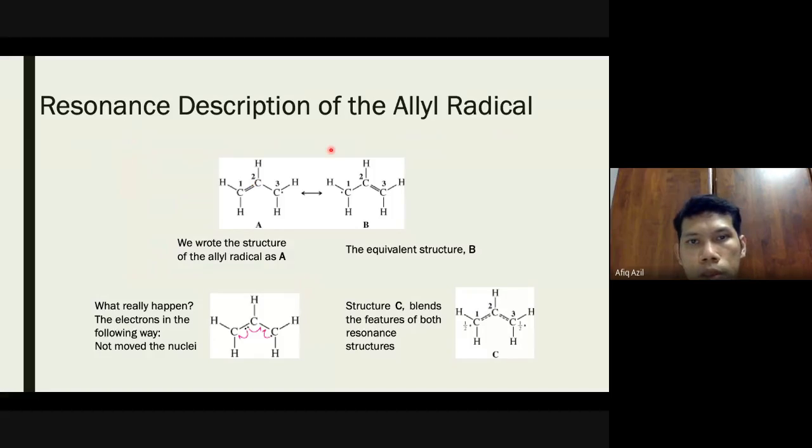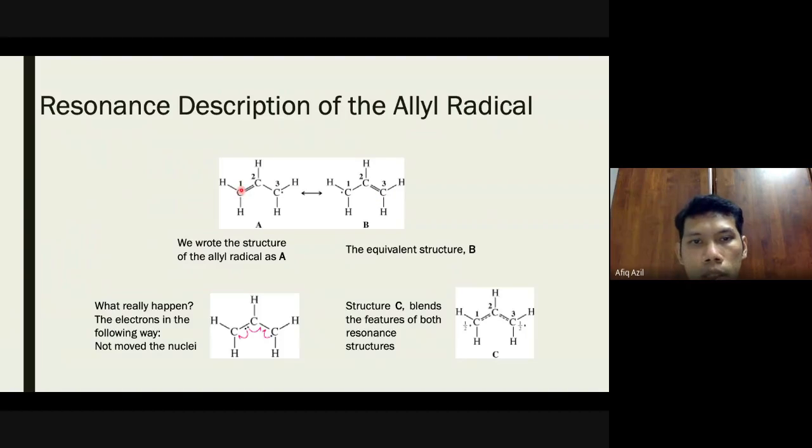So, resonance description of the allyl radical. Originally, let's say this is the structure of the allyl radical as A. But it also has the same equivalent structure, this one B. More or less, this looks like a mirror image. We can say that it is the same, but in reality, the positions of the electrons are totally different.